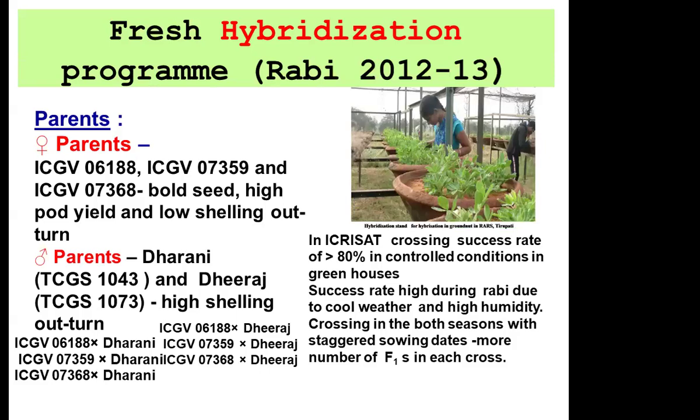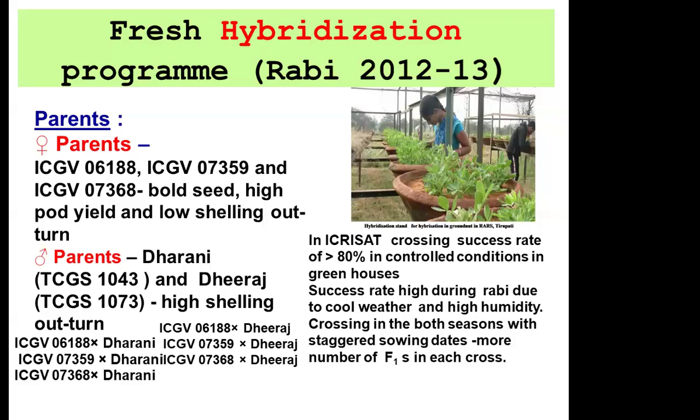This is an example I am taking. These are the hybridization stands that we use for making crosses in Tirupati center. It is not always the case that we have to choose only high yielding existing varieties. Here we have a case like ICGV 06188, 07359, and 07368. These are bold seeded with high pod yield but low shelling outturn. Here our objective is improvement of shelling outturn, so we can use our high yielding varieties like Dharani, which is a very high sheller.